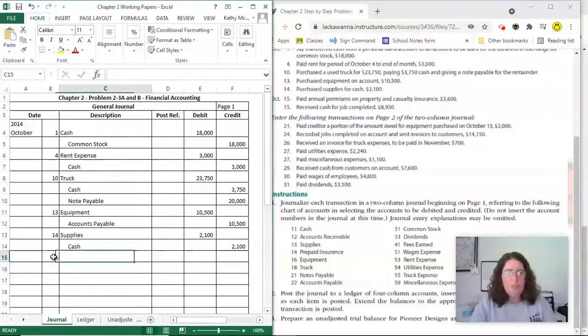On October 15th, we paid annual premiums on property and casualty insurance, $3,600. If we look at our chart of accounts, we have right here number 14, which is an asset, prepaid insurance. How did I know to use that one? Well, the transaction talks about paying those premiums on our insurance. So we're going to go prepaid insurance. It says we paid them, so cash will be our debit.